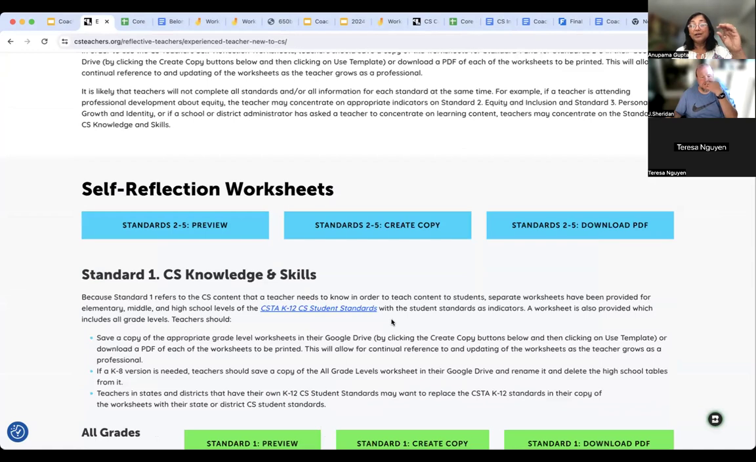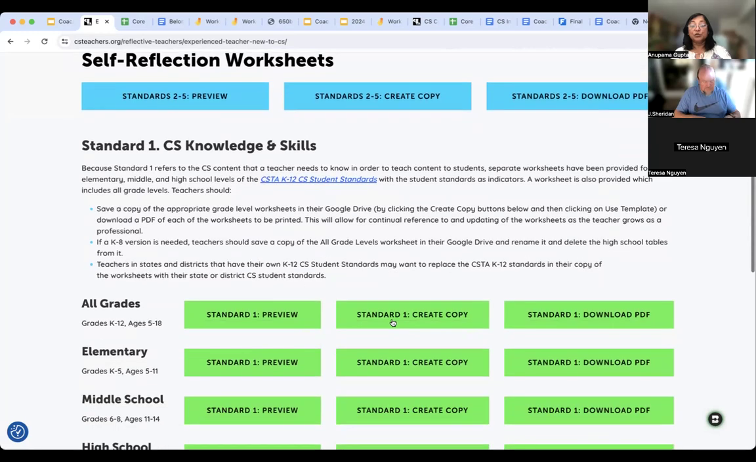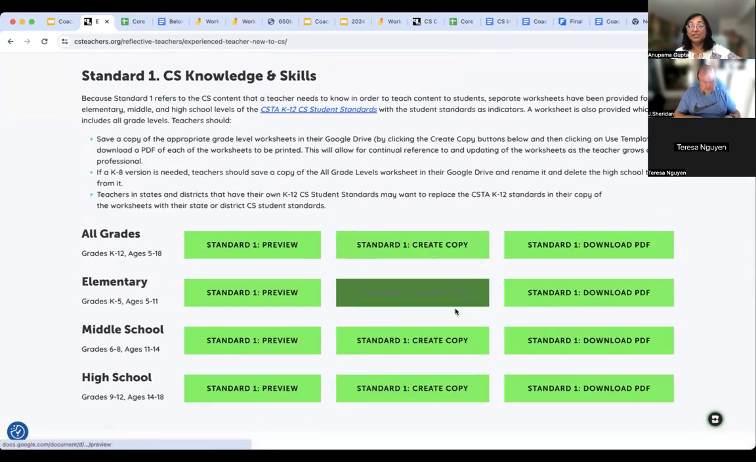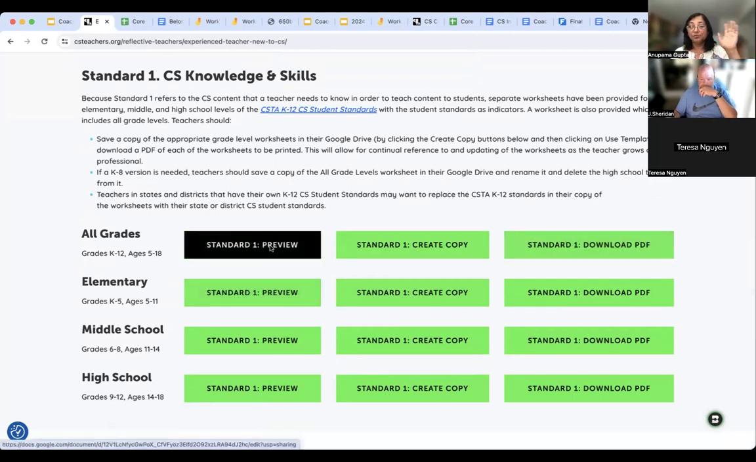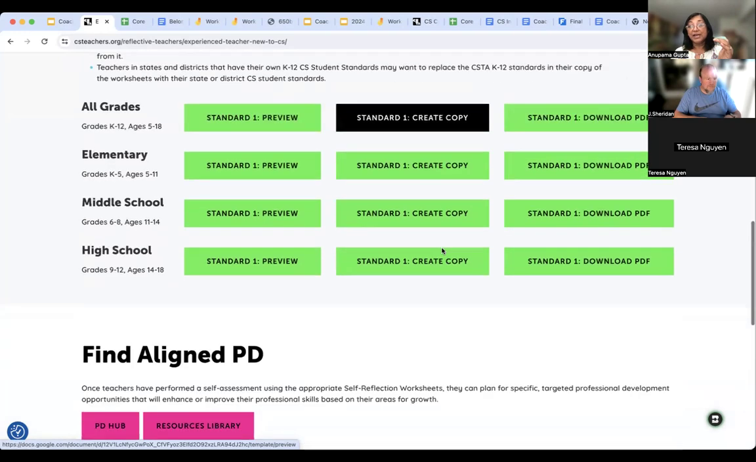Standard 1 is more content specific. That's not the same for everybody, because K-2 has different computer science standards, and 3-5 has different computer science standards. So for that, they have a separate document right here. You have 3 options. You can click on it and preview it, you can create your own copy, and that's what teachers will do, or you can download it. So that's for standard 1.